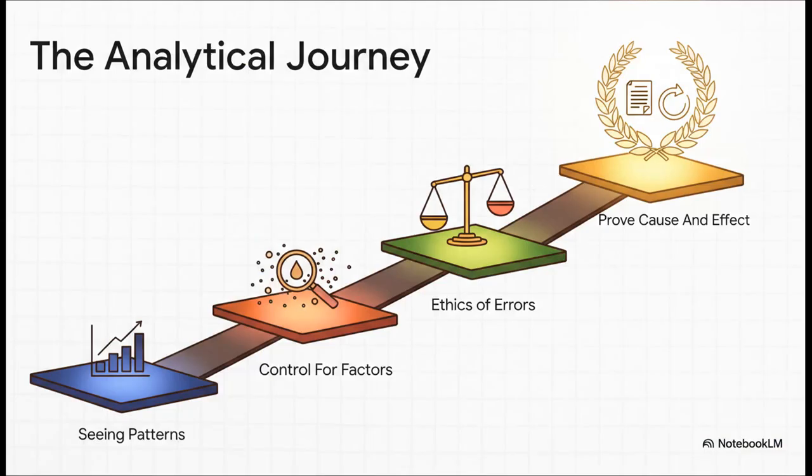We started with the simple act of just seeing a pattern in some data. Then, we leveled up and learned how to use regression to control for all the noise. From there, we had to confront the heavy ethical weight of our model's mistakes. And finally, we landed on these powerful methods that can actually start to prove causation. Every single step adds another crucial layer of rigor and, frankly, responsibility.